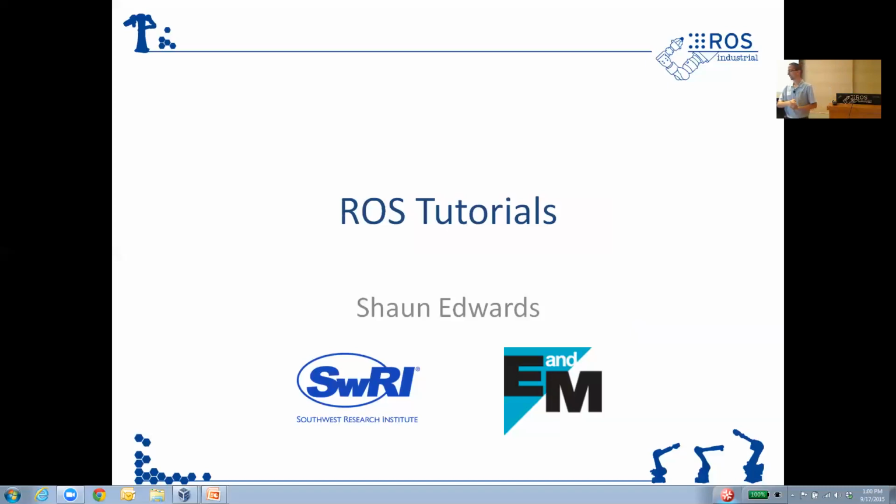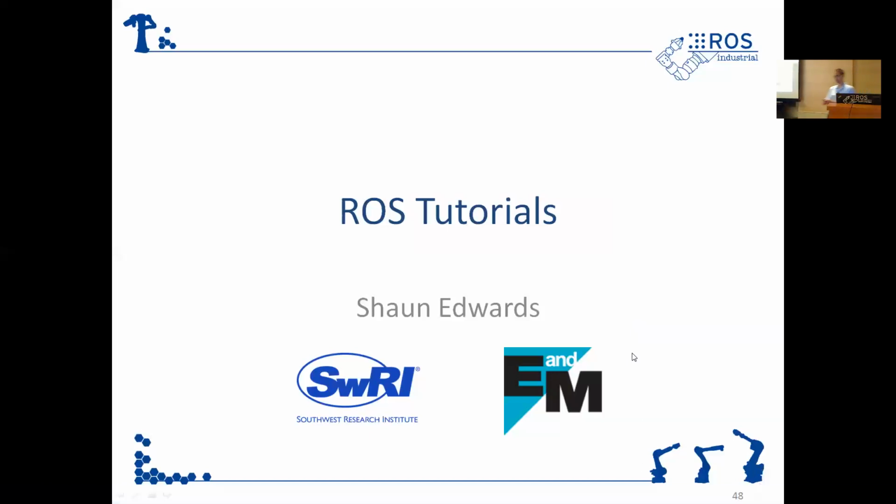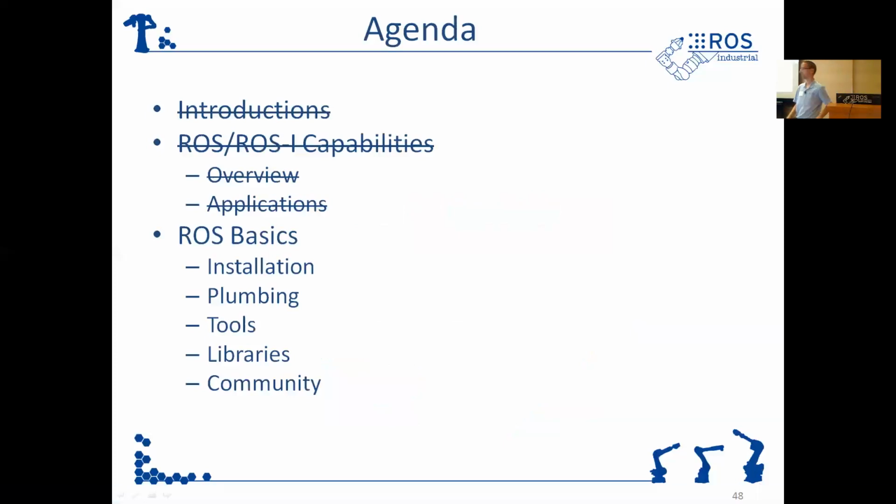Let's see. So we talked about ROS being 4 things, right? It's plumbing, tools, capabilities, and ecosystem. So those themes are going to come up again. There we go. So here's our agenda.